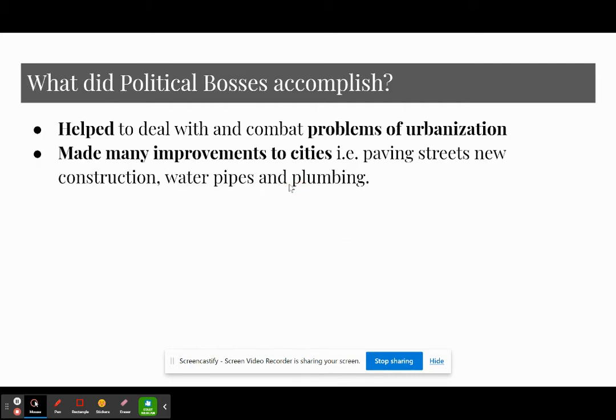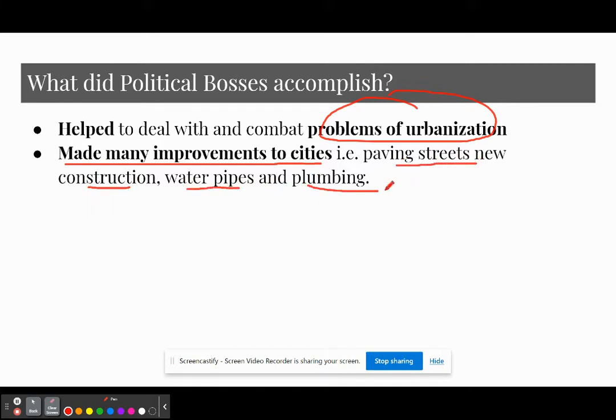So, what did they accomplish? What was good about them? They helped really to combat the problems of urbanization. This is one thing that they did that was good. They made improvements to cities where cities weren't really equipped to do this yet. They started paving streets, they did new construction, they built water pipes and plumbing. These were things that helped to improve some of those issues we talked about in the last section with urbanization.